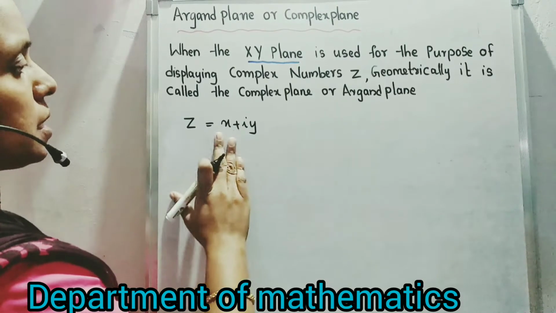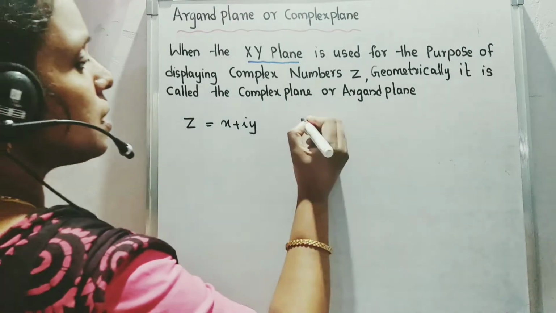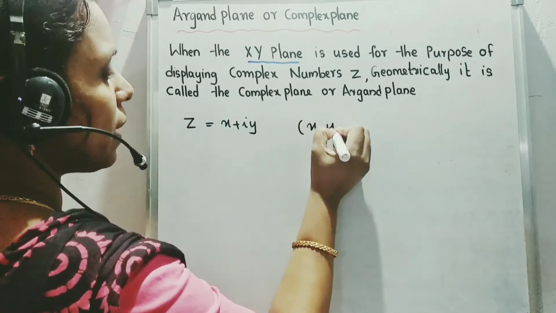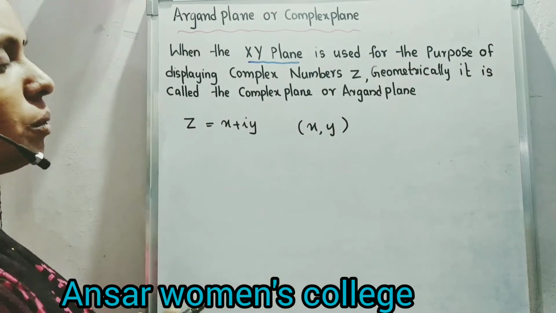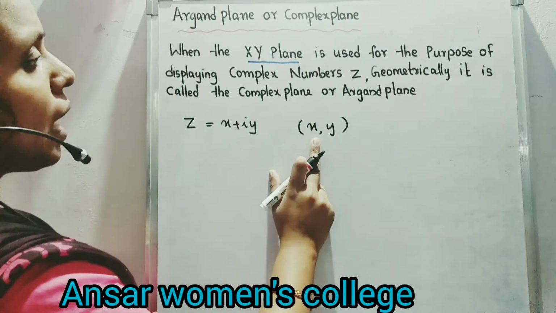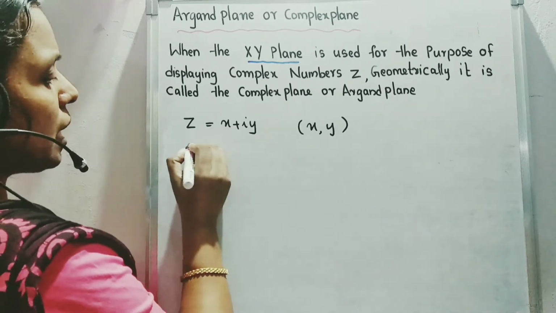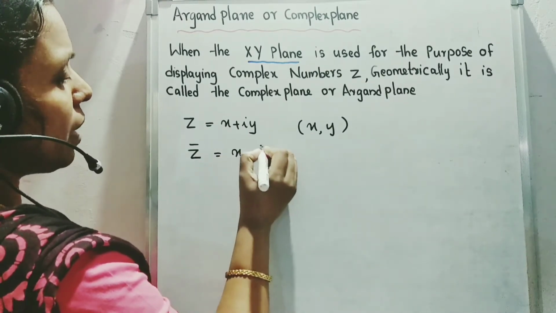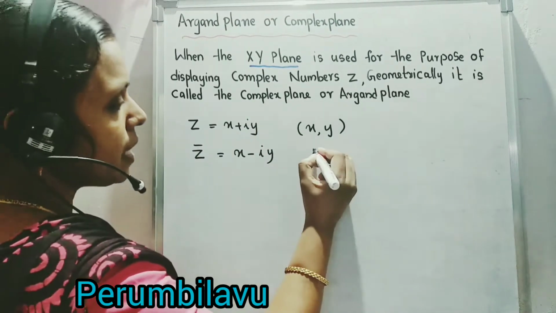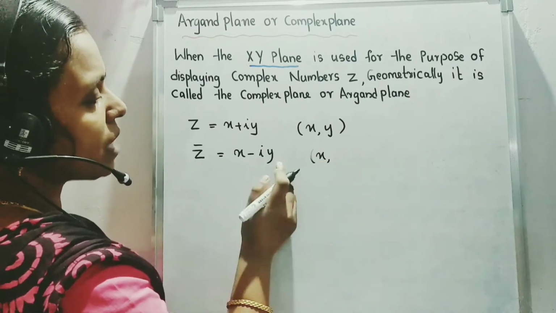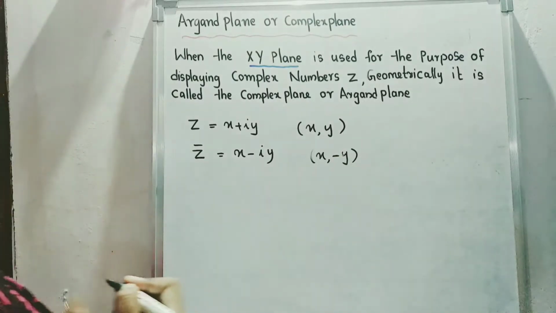Consider the complex number z equal to x plus iy. Its representation in the Argand plane is the ordered pair x comma y. X denotes the real part and y is the imaginary part. Next, its conjugate, that is x minus iy, can be represented in the Argand plane as x comma minus y, since here the imaginary part is minus y.